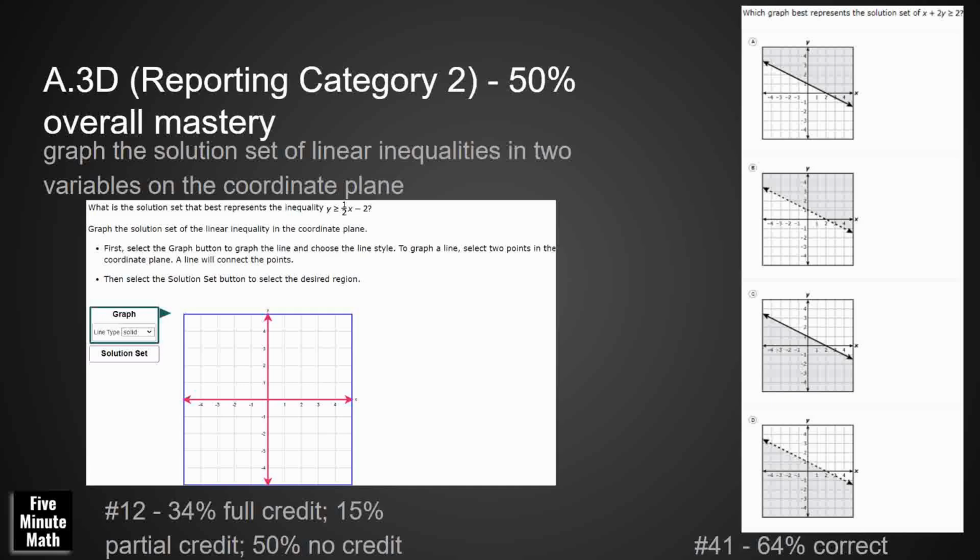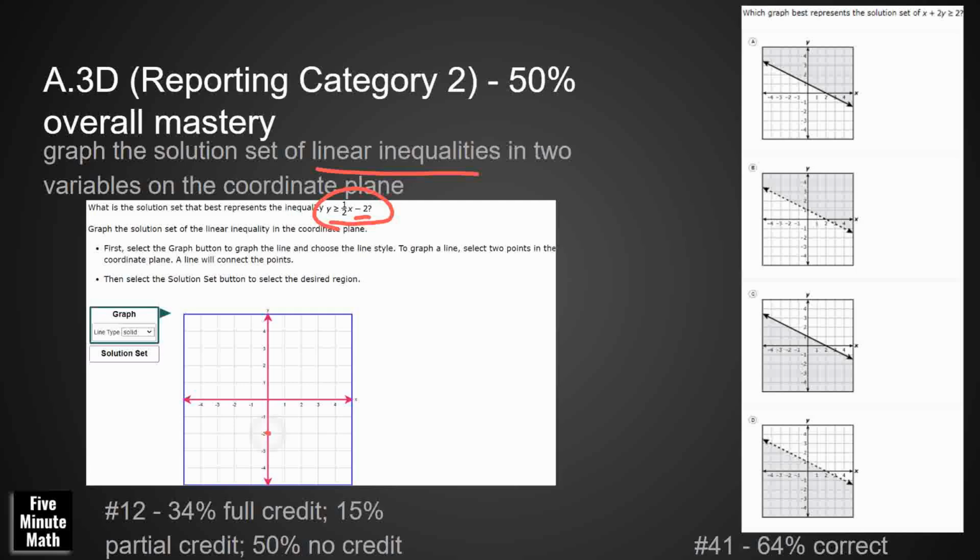Next, we're looking at 8.3D. This is 50% overall mastery. We need to graph solution sets to linear inequalities. So number 12, we actually had the graphing feature on Cambium. And so they just gave us this basic inequality. Now they did give us in slope-intercept form, right? So if we wanted to, we could find our y-intercept there at -2.